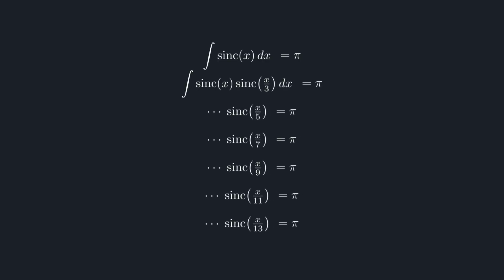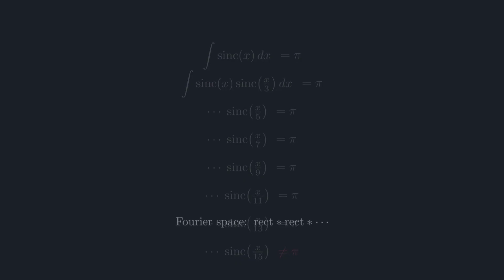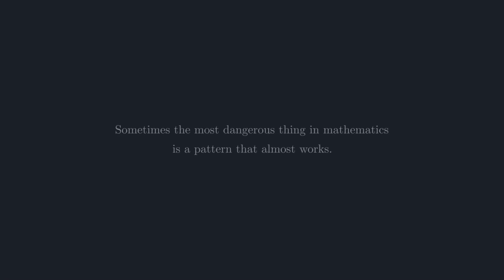And this particular integral reminds us, with devastating precision, that the line between pattern and truth is thinner than 10 to the minus 11. An integral, a product of sinc functions. Pi, 7 times in a row, then not pi. The explanation lives in Fourier space, where rectangles convolve and a flat top gradually erodes. The moment the edges spill past the boundary, pi is lost. Not by much, but lost. Sometimes the most dangerous thing in mathematics is a pattern that almost works.